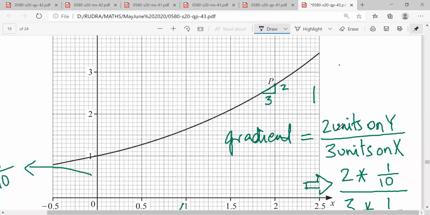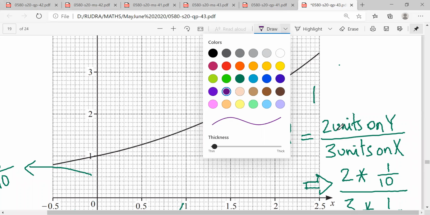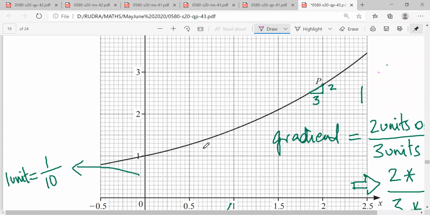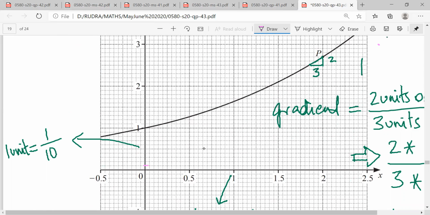But the interesting thing that they have done is that here, each unit on the y-axis, that is every box on the y-axis, is equal to 1 by 10. How did I find that? This is 1 unit and it is divided into 10 parts. Mr. Rudra, any doubt about this? No, sir.